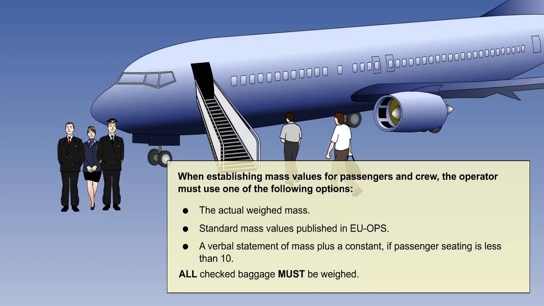Let us now look at the mass values for passengers and baggage. The operator shall compute the mass of passengers and checked baggage either by weighing or by using standard mass values found in EU OPS 1. If the passenger seats available are less than 10, a verbal statement from the passenger can be used, to which a constant is added. The method preferred by the operator must be stated in the operations manual. It is most important to understand that all checked baggage must be weighed.